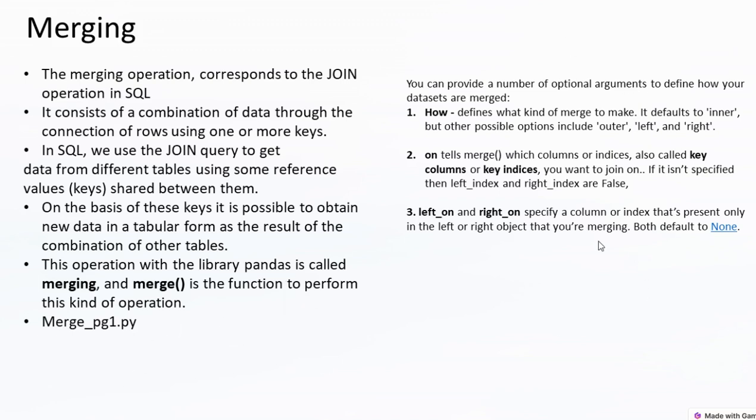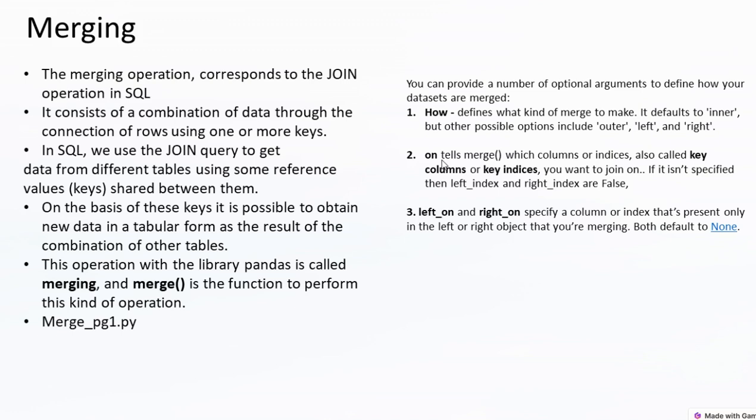When you're calling the merge function, there are a lot of optional arguments, but we will be dealing only with these three optional arguments in this session: how, on, and left_on, right_on. If you specify the optional argument how, this tells what kind of merging I want to make, whether inner merging, outer merging, left merging or right merging. Suppose you don't specify the type of how, then it will default to inner merging.